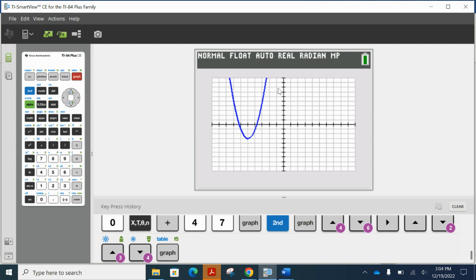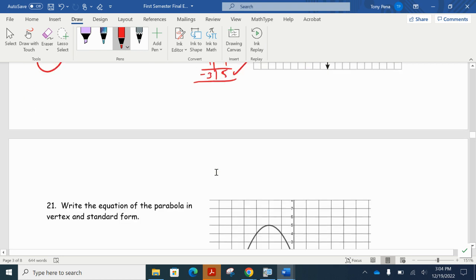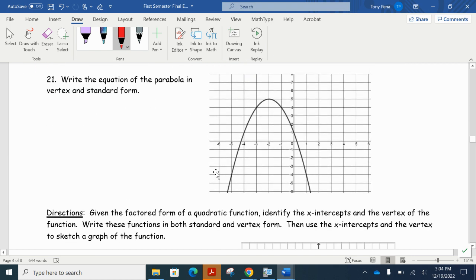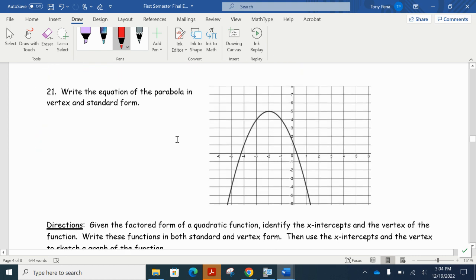Okay, it's not in here. Okay, 21. Similar question. It's not the same one, is it? Now that I look at it. No, it is not. Where we want to write this equation.